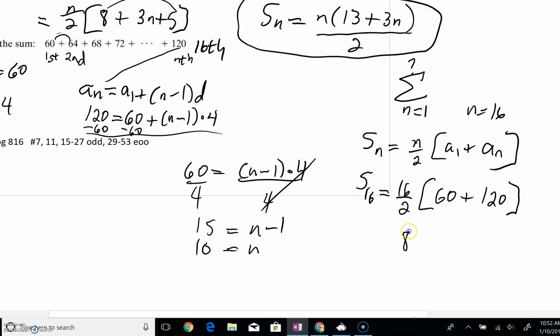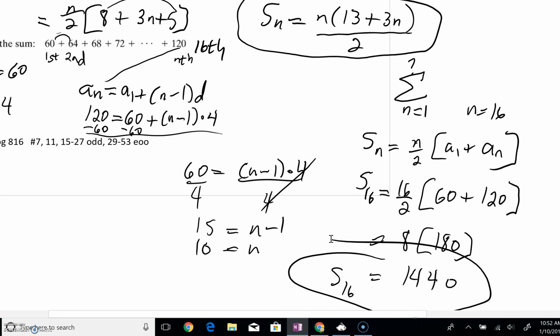And 16 over 2 is 8. 60 plus 120 is 180. And you don't even need a calculator here. We could work this out. What is that? 1,440, I think? And there you go. That's our lesson for the day.